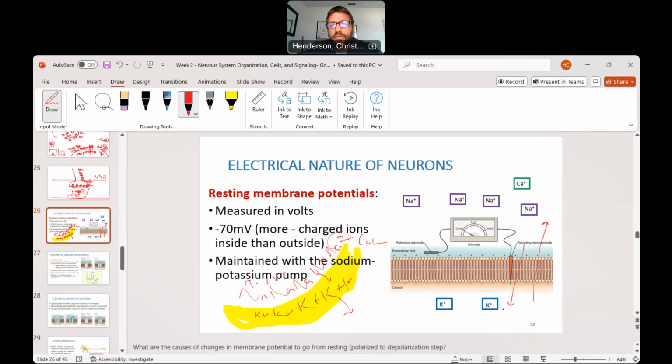Your brain consumes about 20% of the glucose that you ingest. For the size of your brain, for the organ, that's a lot of glucose because it requires so much energy. Why does it require so much energy? Most of it is maintaining this resting membrane potential. That's why you feel like a crazy person when you don't eat.